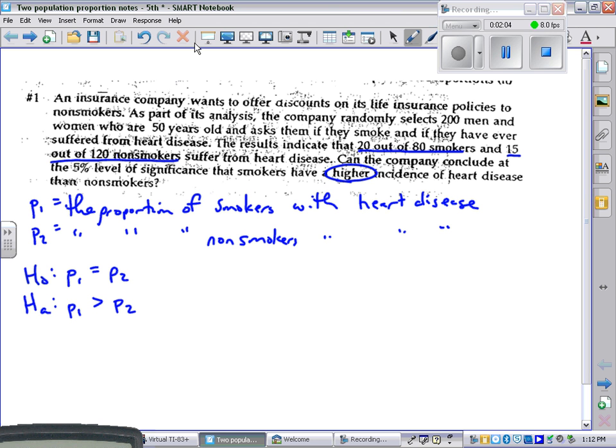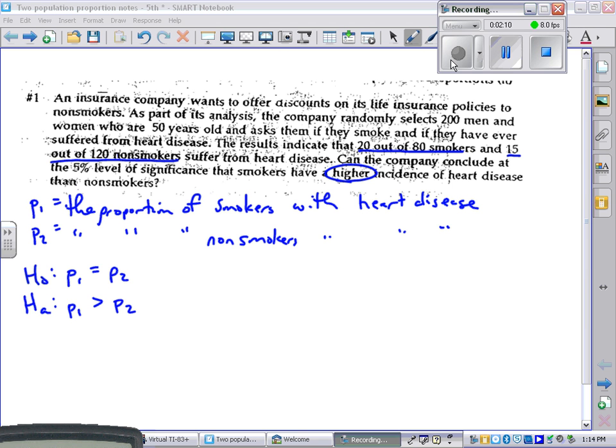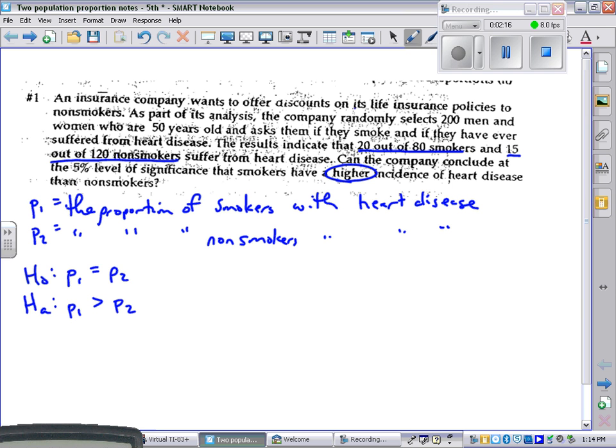From here, we've got to go to step 2, which is to do what? State your assumptions or your conditions. We know that we need an SRS and we need independence. Since it doesn't address it more than just saying randomly, we assume the two groups are independent SRSs.